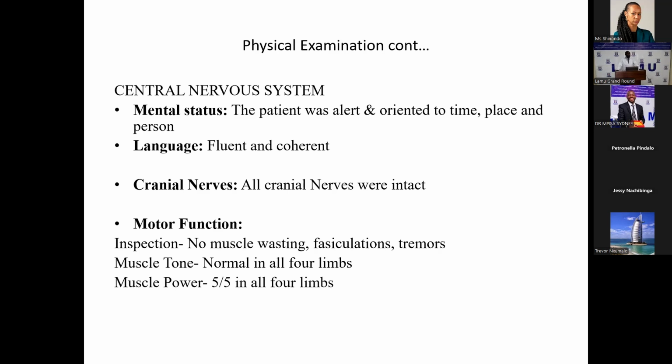The central nervous system. The mental status: the patient was alert and oriented in time, place, and person. The language was fluent and coherent, and all the cranial nerves were examined and found to be intact. In the motor function, on inspection, there was no muscle wasting, no fasciculations, and no tremors. The muscle tone in both the upper and lower limbs was normal. The muscle power was 5 out of 5 in all four limbs.